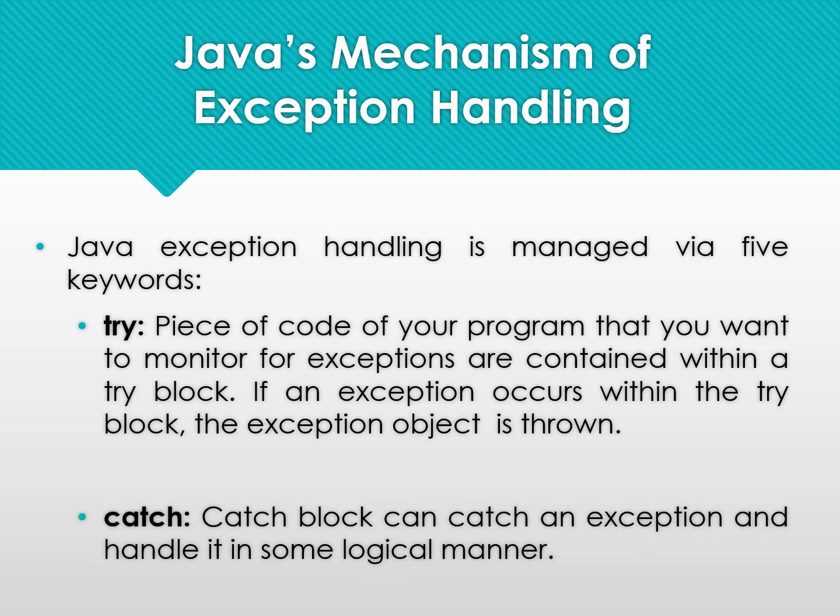Whenever you think an error might happen there, maybe because there is some calculation that you need to monitor, or you are expecting the user to key in something, and you think the user might choose a wrong option or wrong type, that is the part where you put it in the try block. The second keyword that you normally use together with try is catch. A catch block can catch an exception and handle it in a logical manner.